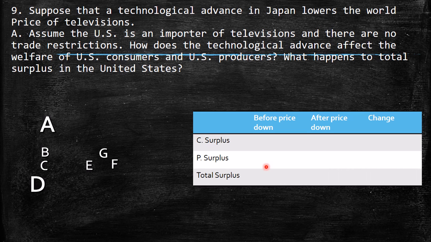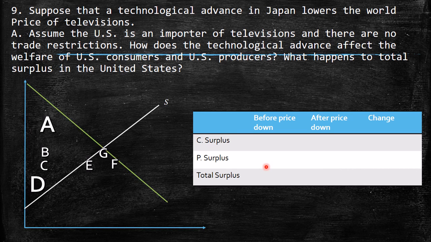Okay, so the case is that assume that US is an importer of televisions and there are no trade restrictions. How does the technological advance affect the welfare of US consumers and US producers? What happens to total surplus in the United States? So here is a case. Again, we have supply and demand as usual. We have price in the y-axis, and we have quantity in the x-axis.